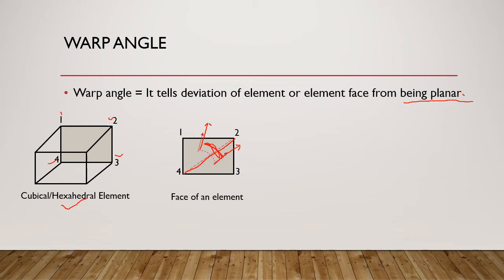The threshold for the warp angle: we have to make sure it cannot be beyond 45 degrees. You have to make sure that it is within the quality range. If it is more than 45 degrees, then you have to shift your nodes to keep it within the quality range.